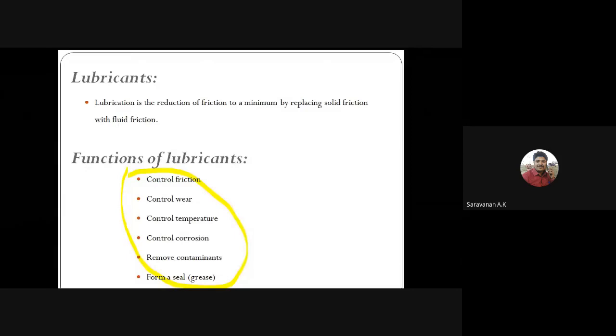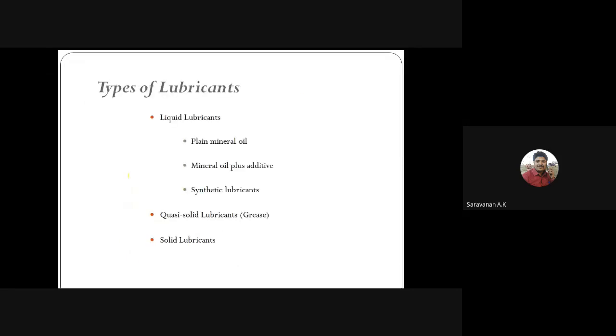Then the types of lubricants. We have majorly three types of lubricant: liquid lubricant, quasi-solid lubricant and solid lubricants, right? In the liquid lubricants, we have three subdivisions: plain mineral oil, mineral oil with the addition of additives, and synthetic lubricants, right?